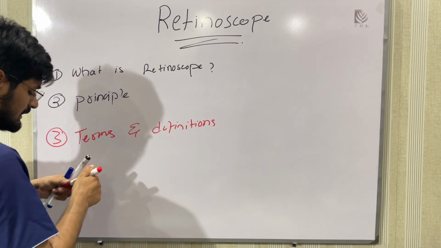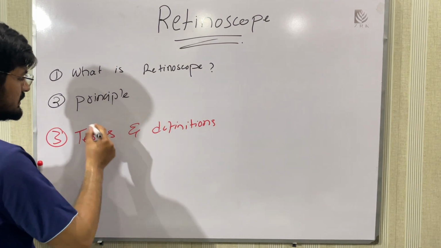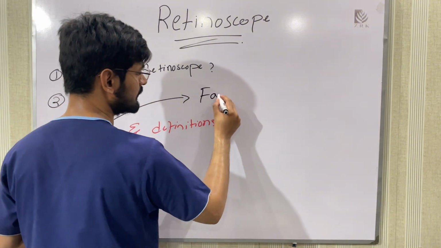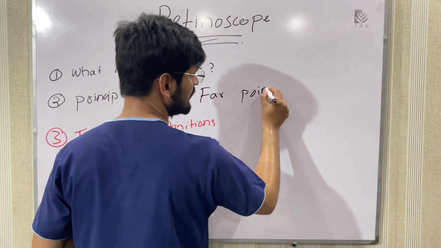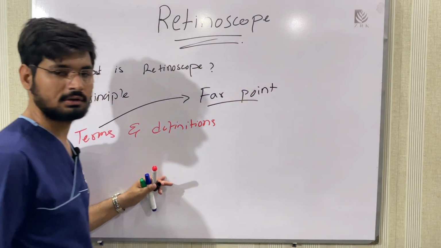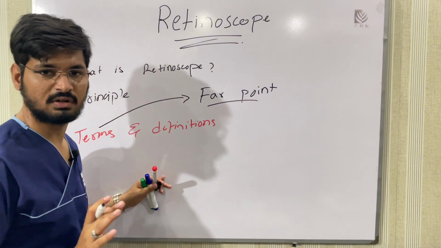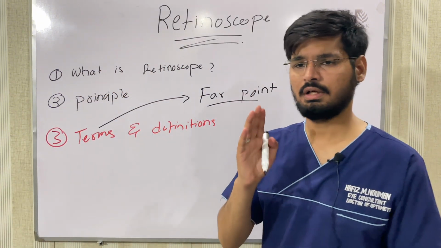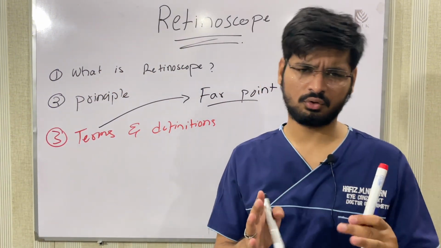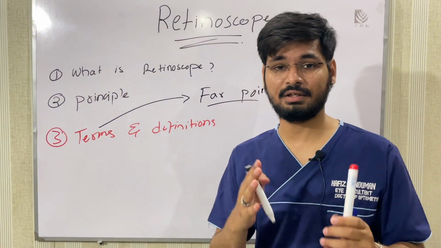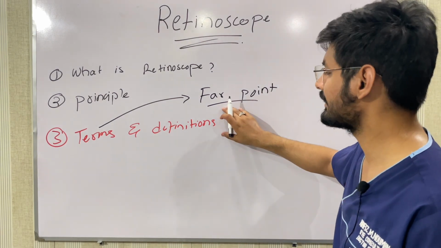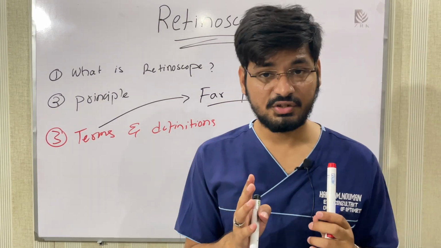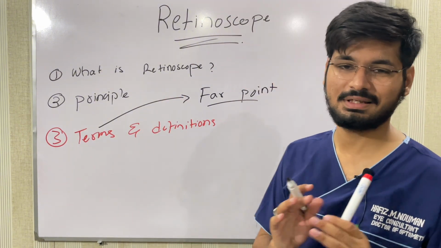Terms means, I give you an example here. For example, if you don't know about the far point in retinoscopy, it means you are zero. What does it mean? For example, if you perform retinoscopy and your retinoscopy is very good and you are competent in it, but you don't know this terminology or you don't have a concept about this word, it means your concept about the retinoscope is zero.